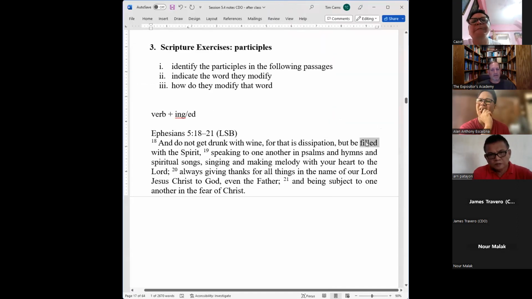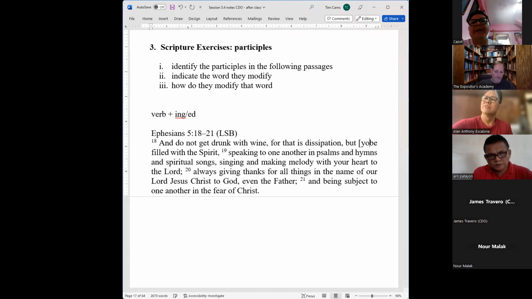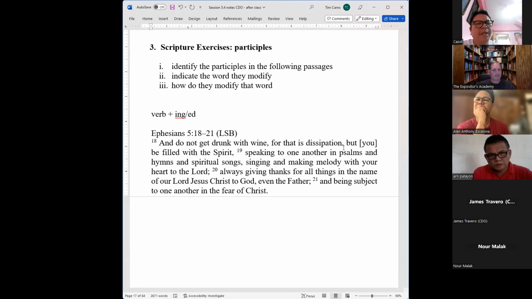Filled is possible. It says, but be filled with the Spirit. So is there a subject to this? Filled, be filled? Yeah, you. It's you, right? Remember, this is a command here. Be filled with the Spirit. So there's an implied subject.